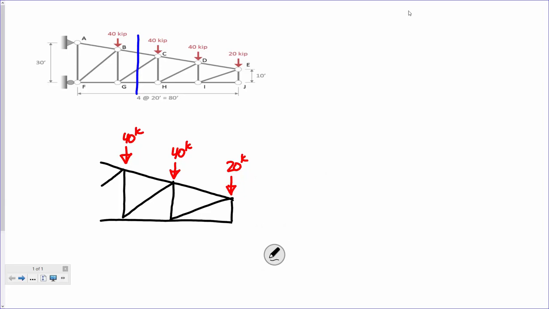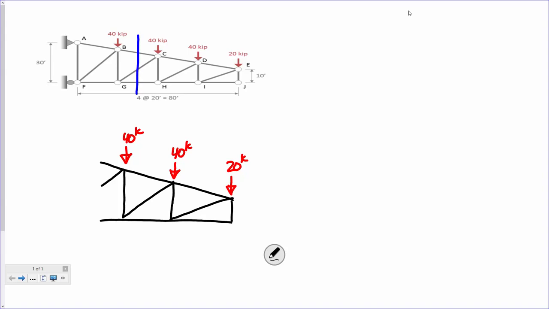Okay, so here's my truss, the section I cut. Now, I don't have any unknown support reactions, but I've got three unknown forces in each of these members, right? Everybody good with that?